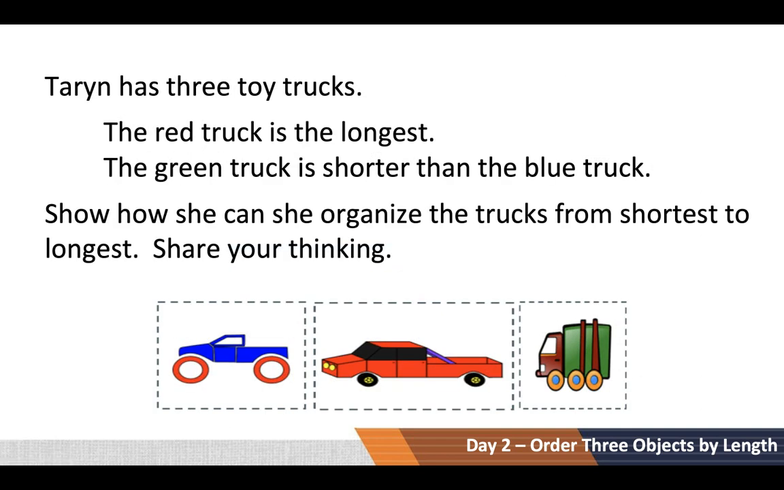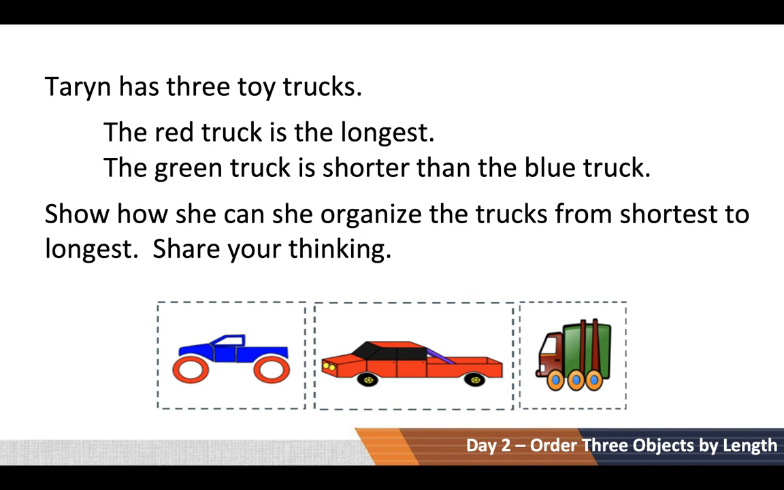Taryn has 3 toy trucks. The red truck is the longest. The green truck is shorter than the blue truck. Show how she can organize the trucks from shortest to longest. Share your thinking.